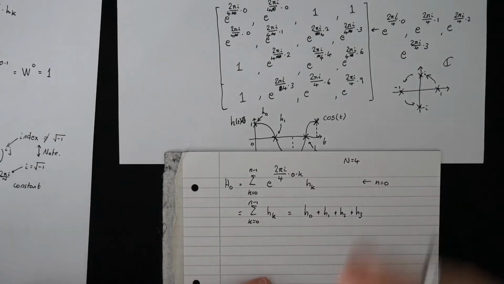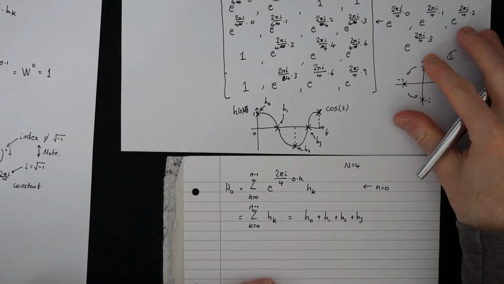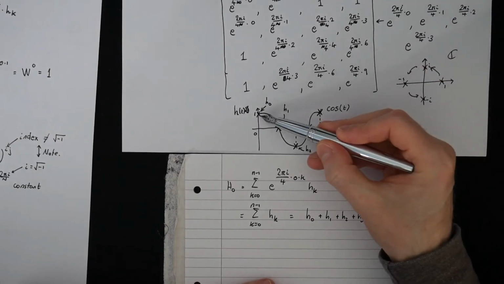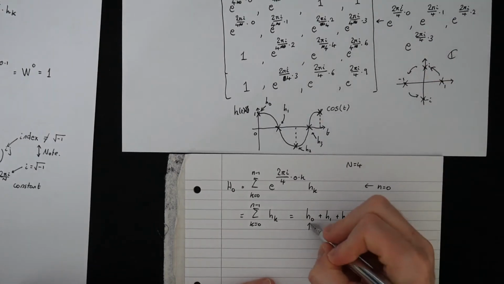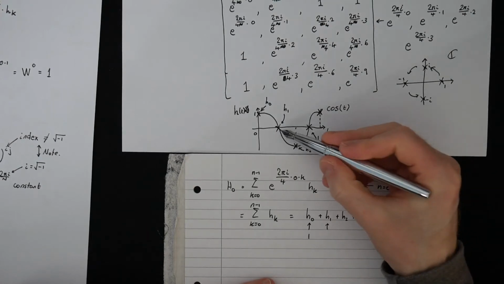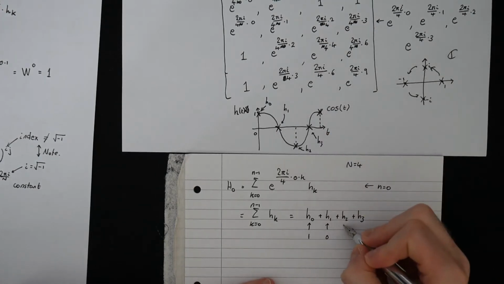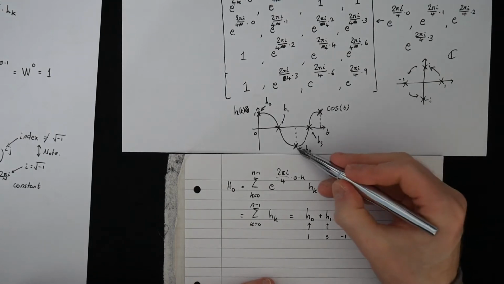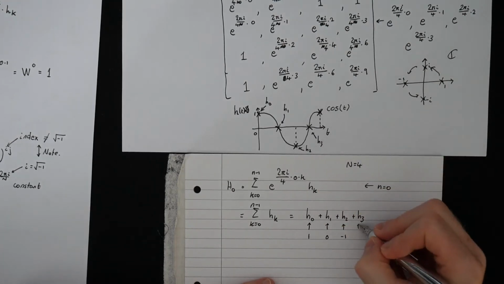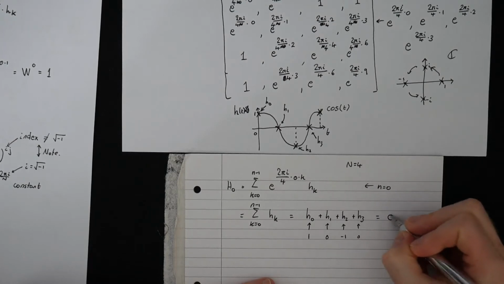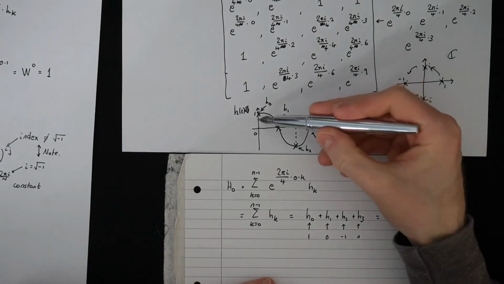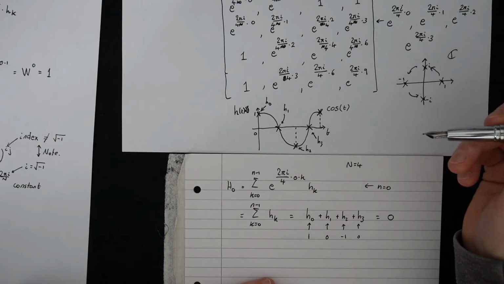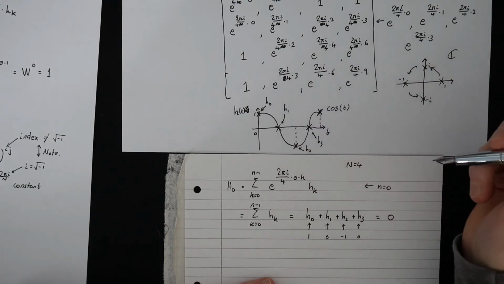Now with our example above, you can see what this will be. We've got h0 is 1, h1 is 0, h2 is -1, and h3 is 0, so this is 0. So it's basically like an average. The average value is 0 in this case.